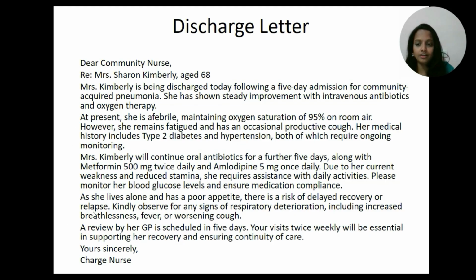And then R, risk and red flag. We have mentioned clearly that as she lives alone and has poor appetite, there is a risk of delayed recovery or relapse. Kindly observe for any signs of respiratory deterioration, including increased breathlessness, fever, or worsening cough. Everything has been clearly given here. This is the soul of nursing writing. We are not optimistic, we are prepared. The letter does not say she is fine. It says, here is what could go wrong. This tells the examiner this nurse thinks safety. So that is R.